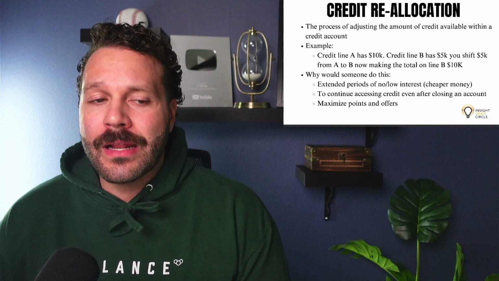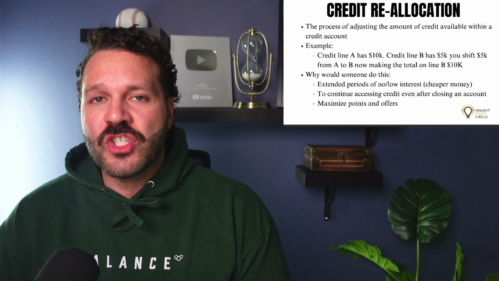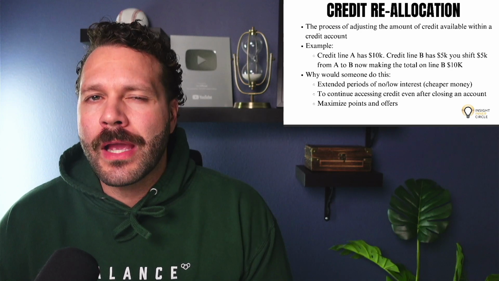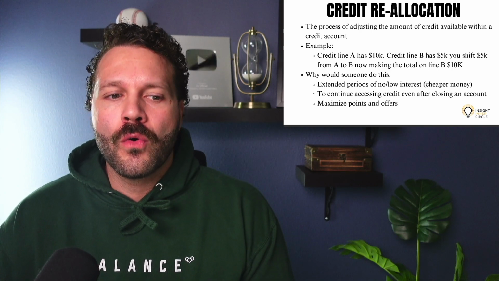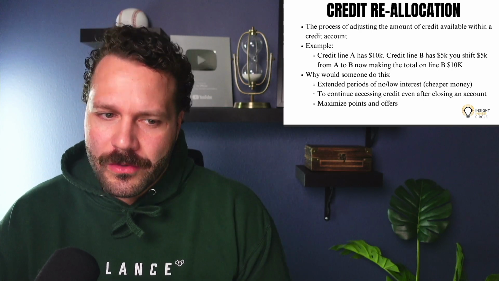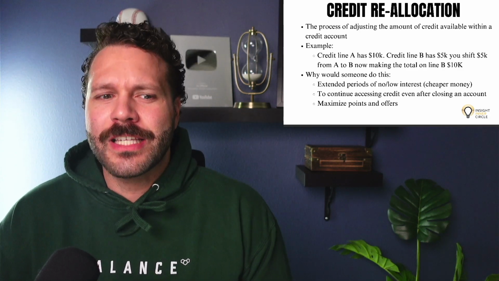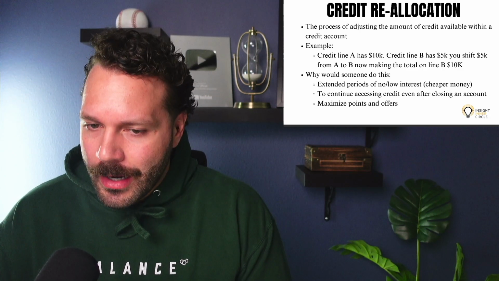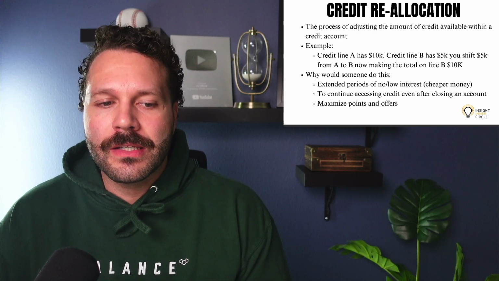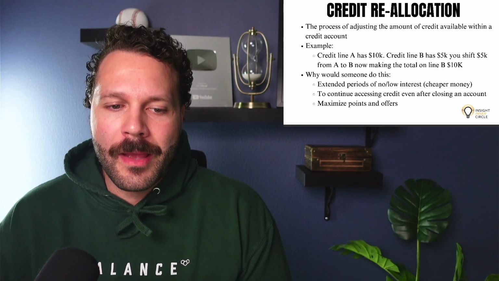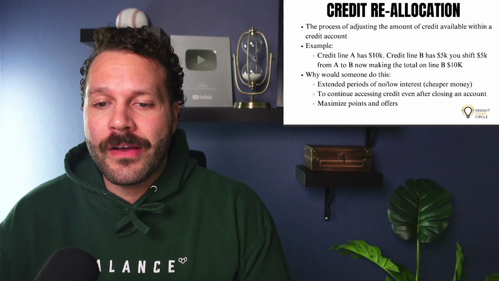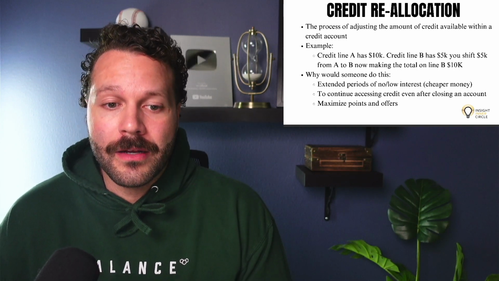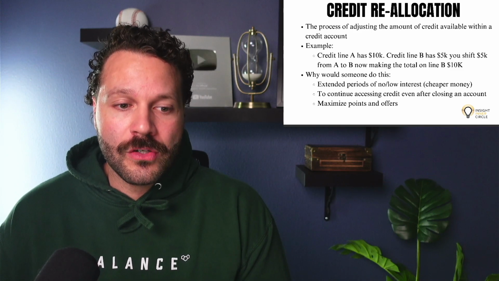Next up is credit allocation. This is the process of adjusting the amount of credit available within a credit account. So I want to give you a very real-world scenario, an example. Credit line A has 10K. Credit line B has 5K. So let's say that you shift 5K from A to B. You now have a total credit line of 10K on credit line B, and then obviously credit line A is going to be 5K.